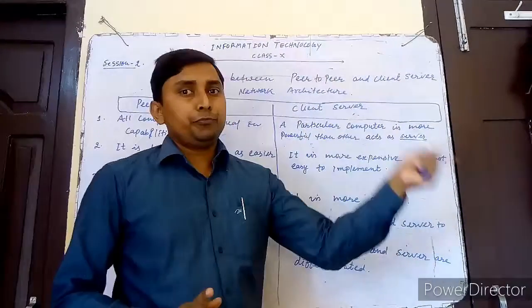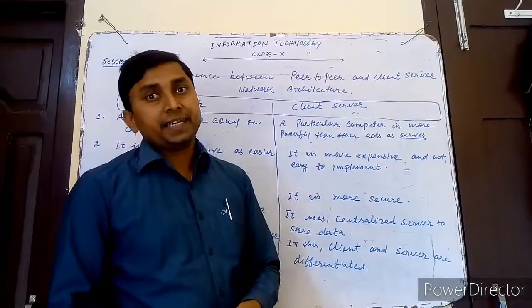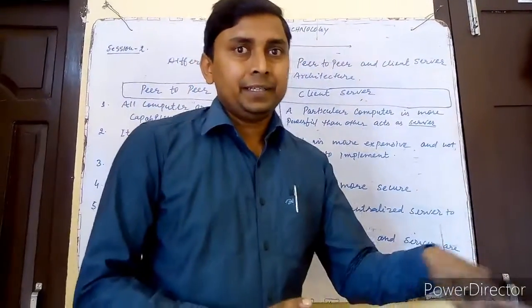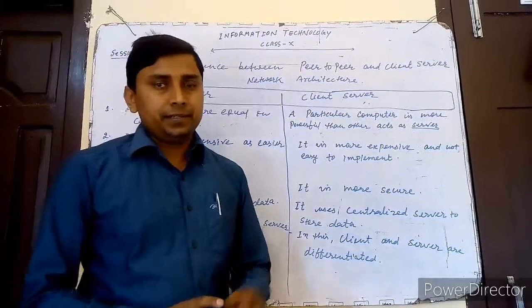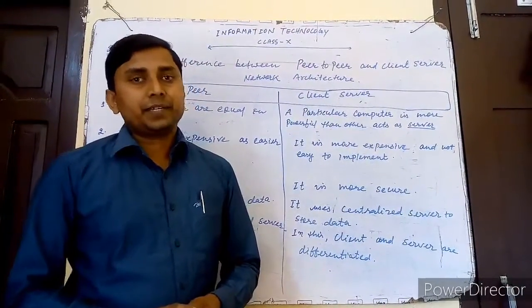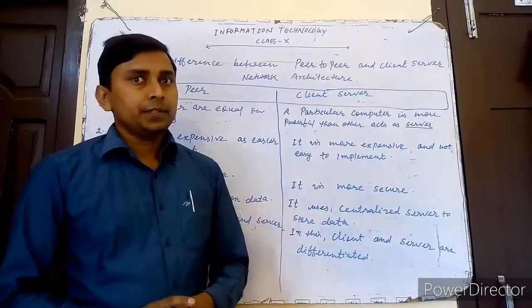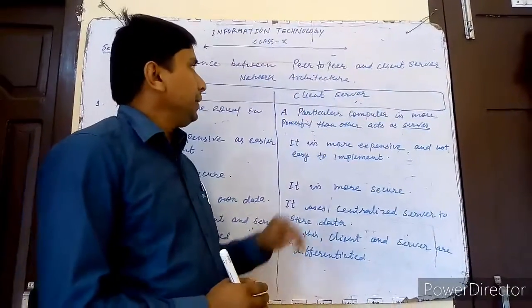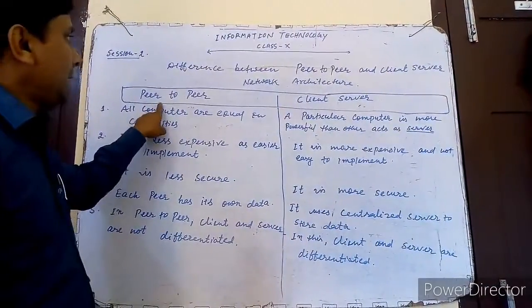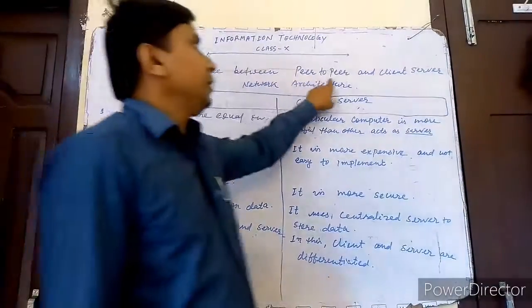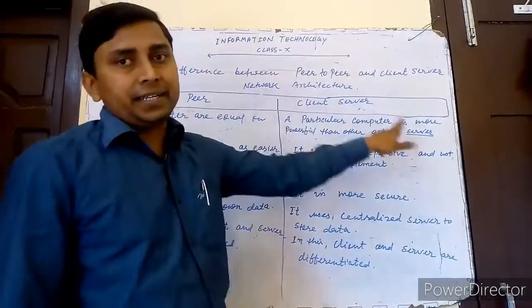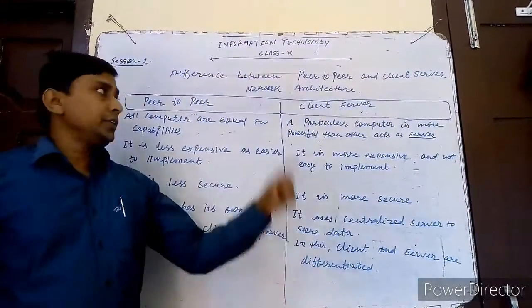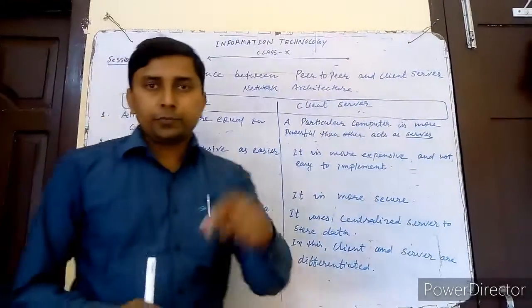There are two types of network architectures. First, peer-to-peer, also known as P2P, and second, client-server network architecture. Now we will see the difference between peer-to-peer and client-server network architecture. It is one of the most important topics. Many times, questions from this topic come in your board exams.